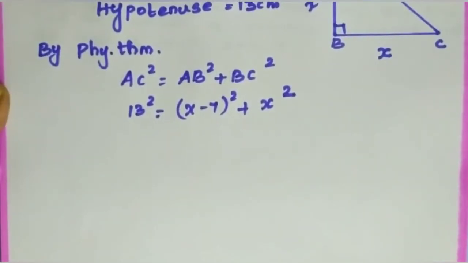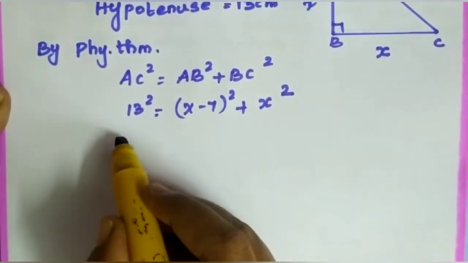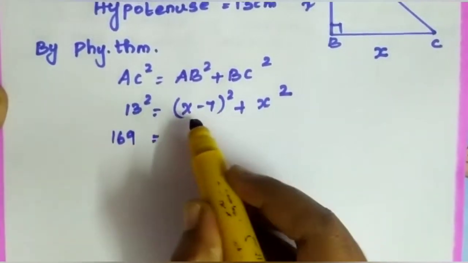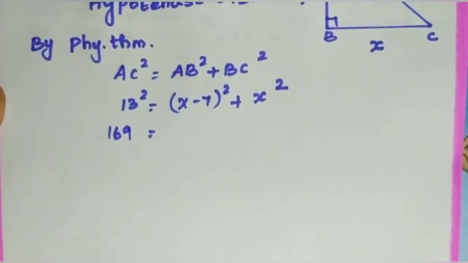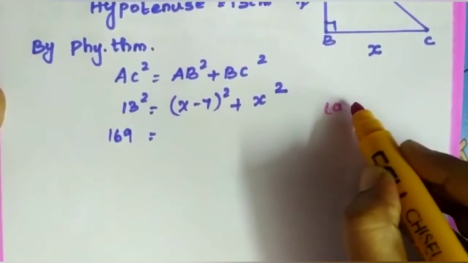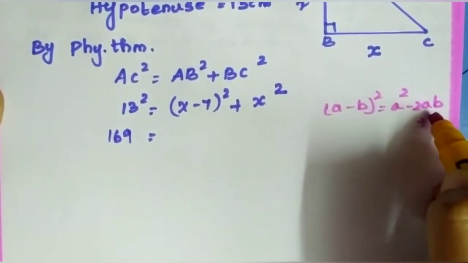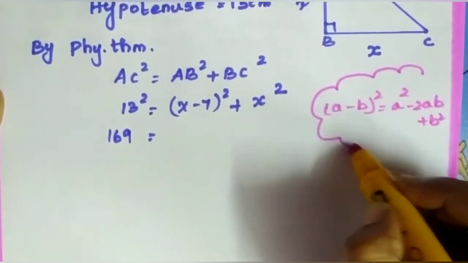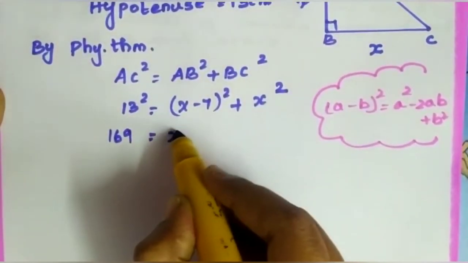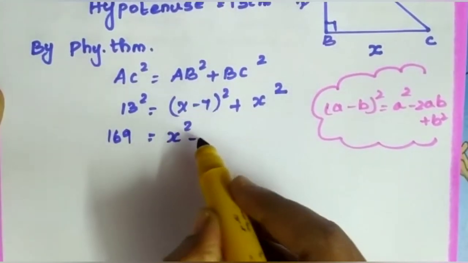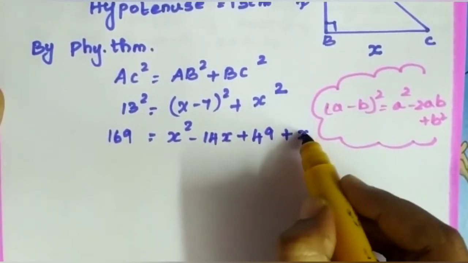Then you have to simplify this. 13 square is 169, equal to x minus 7 the whole square. So what formula do we have to apply here? The (a minus b) the whole square formula: a square minus 2ab plus b square. This formula I am going to apply on x minus 7. So x square minus 2 sevens are 14x plus 49, plus x square.